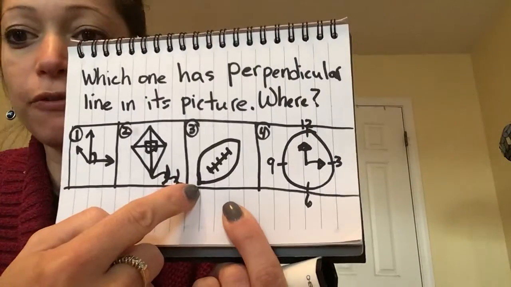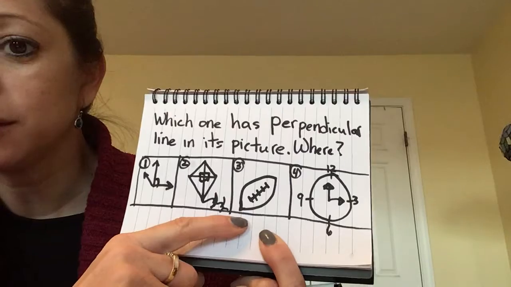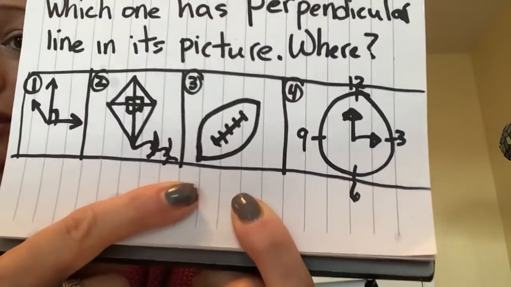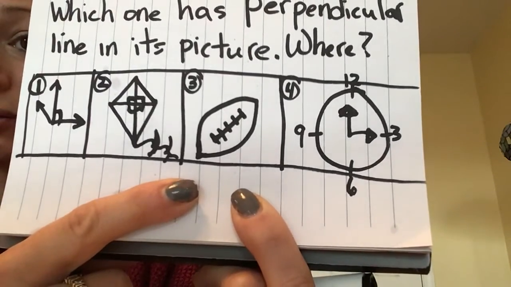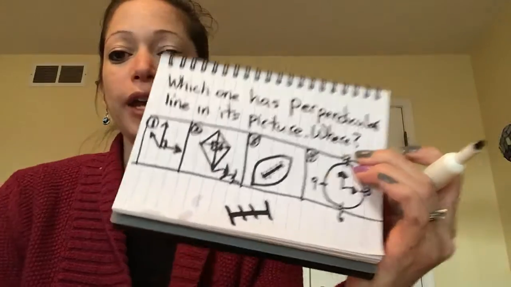Let's look at my cool football that I made over here. Any perpendicular lines? If you look really closely, right in the middle, those little lines, I'm going to draw it a little bigger for you. That definitely represents some perpendicular lines. If you look really closely, they're all right angles.